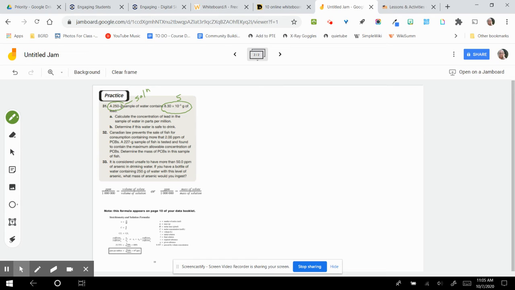All right, so since we're finding parts per million directly, let's just use the formula that's in our data booklet on page 10. So that's parts per million is equal to the mass or volume of the solute. In this case, it's mass of solute all over the mass of the solution, and then multiply by 1,000,000. All right, so our mass of solute is the lead. So that's 8.30 times 10 to the negative 3 grams, divided by the mass of the solution, which is 250 grams, all multiplied by 1,000,000.